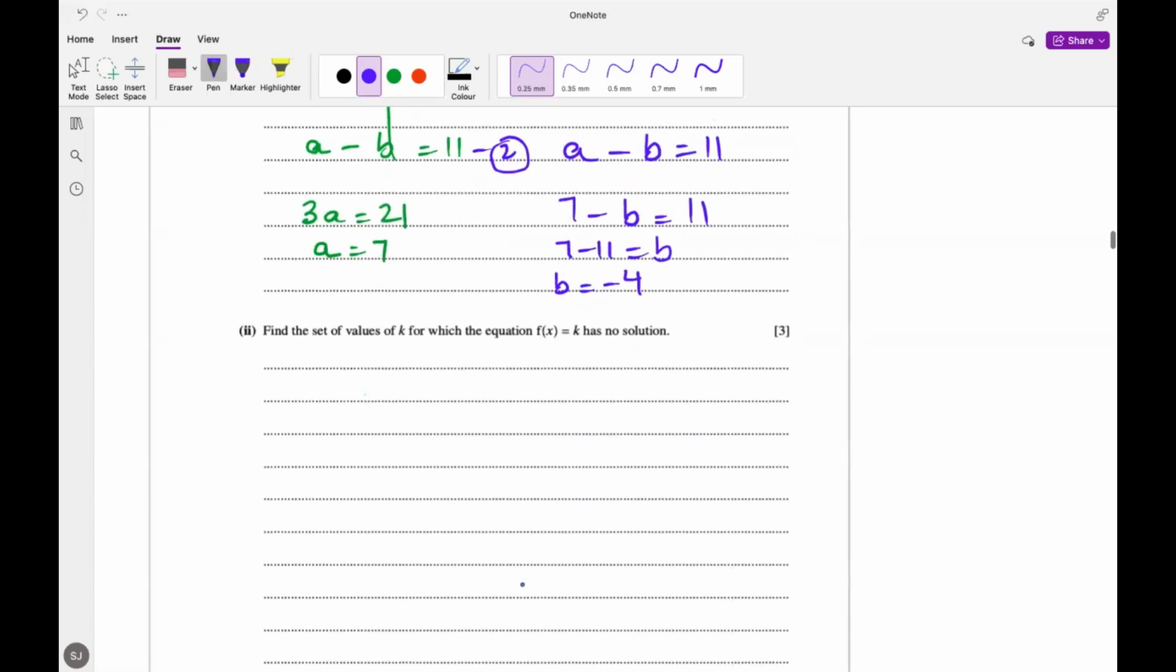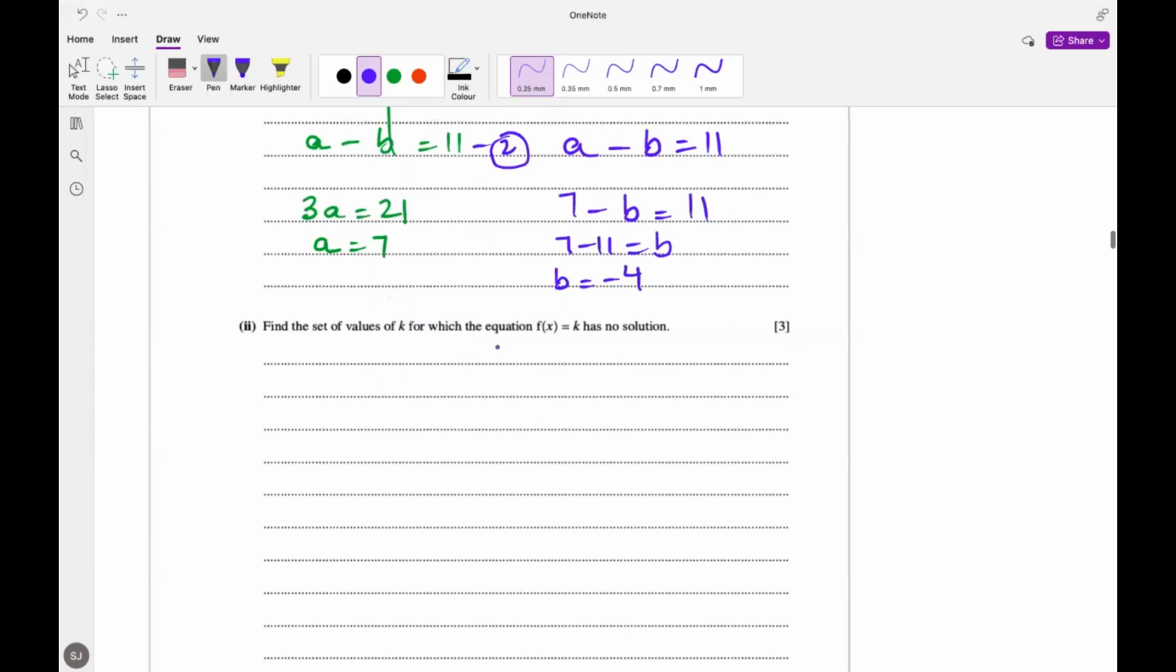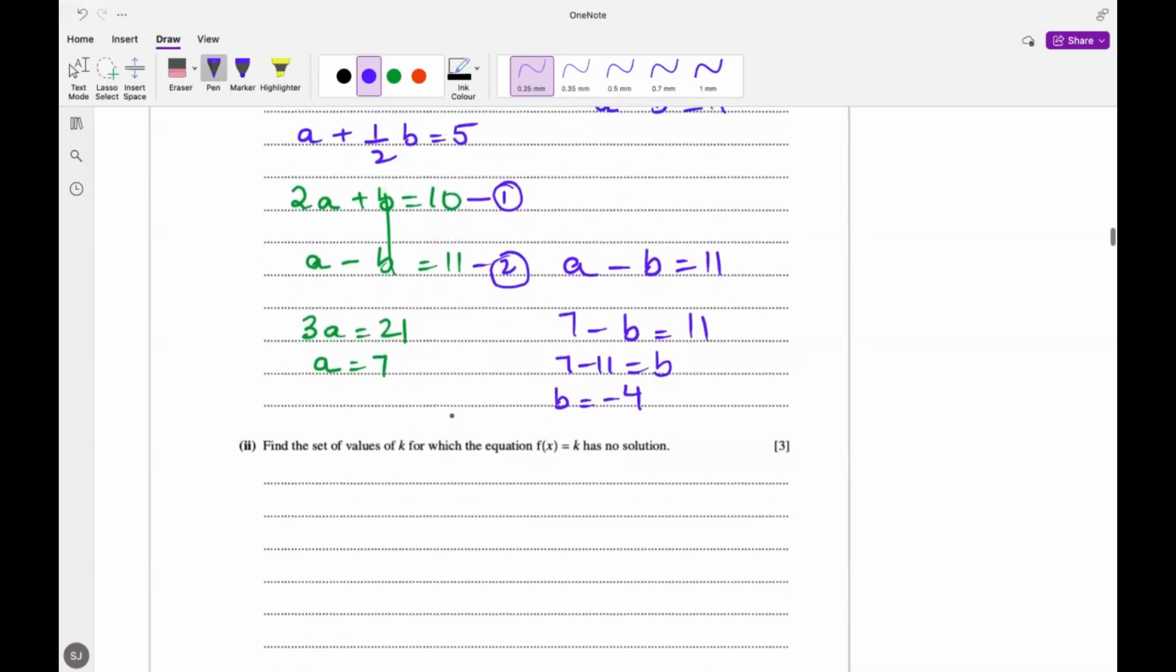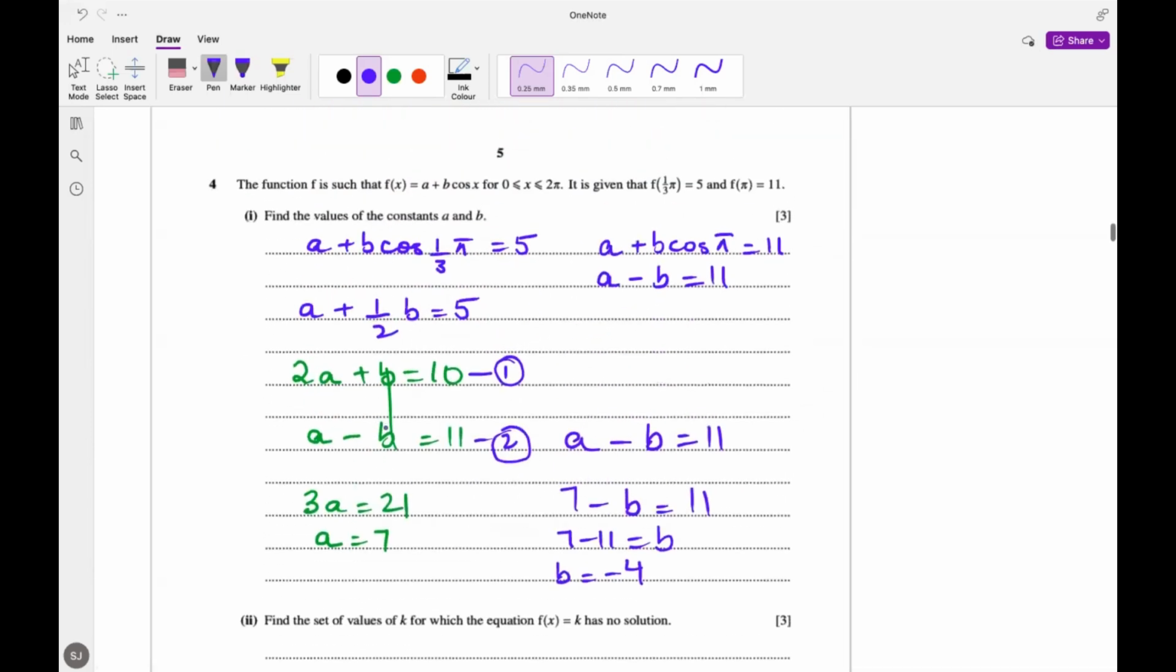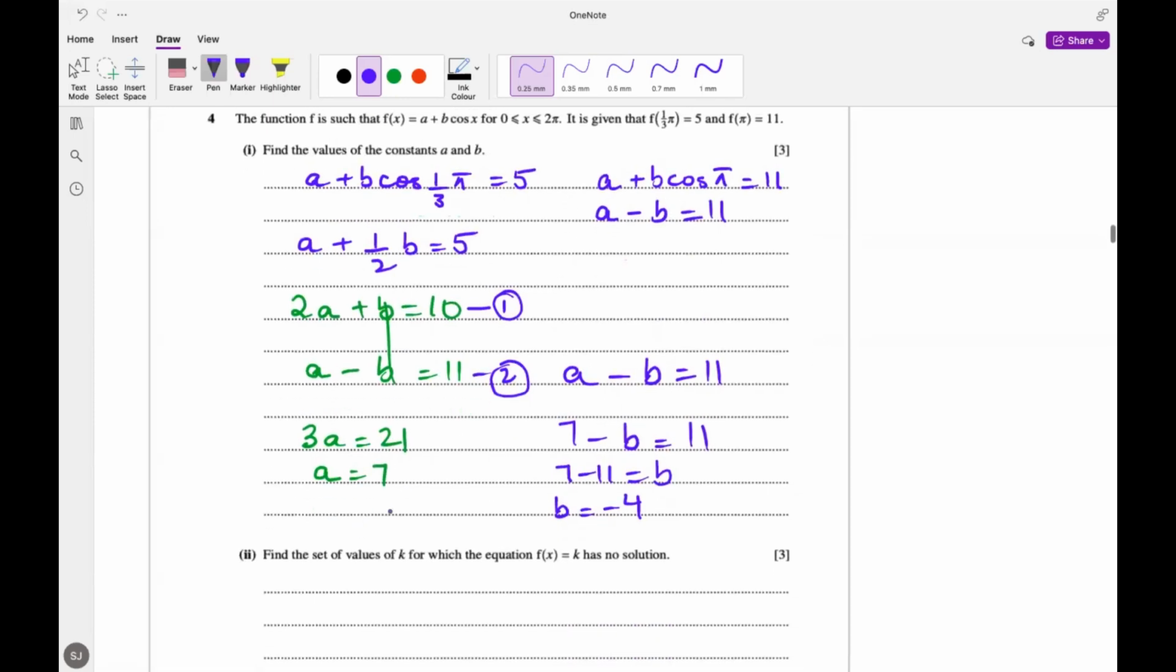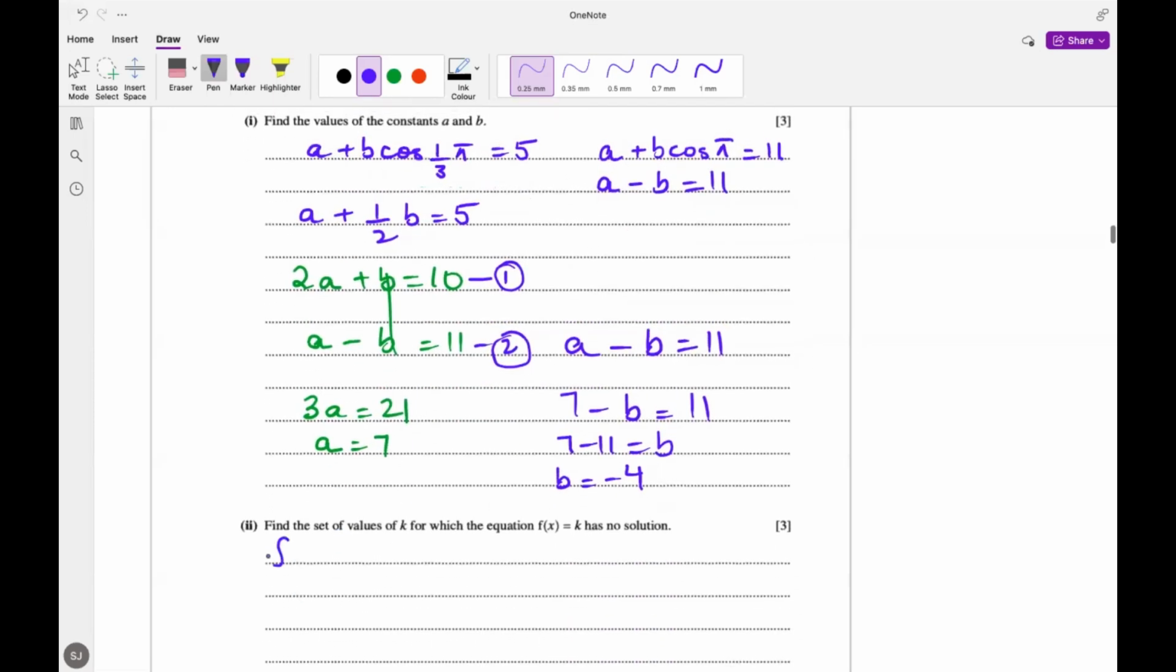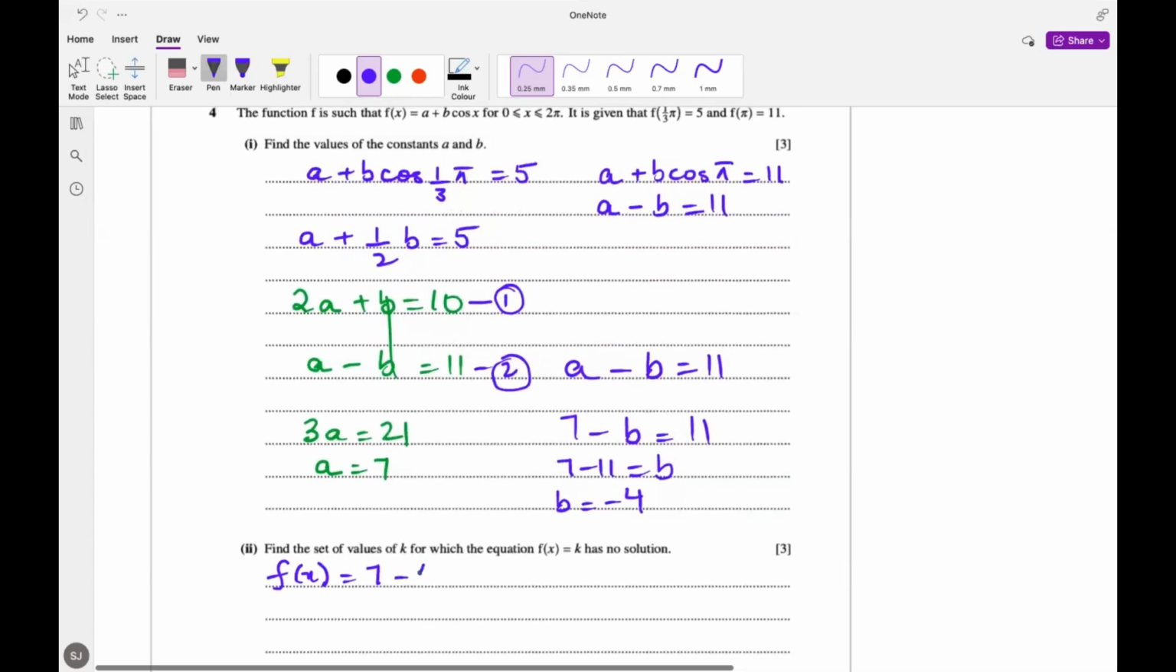Now in the next part, it is asking us to find the set of values of k for which the equation f of x is equal to k has no solutions. Now this basically means that the function f of x, which is a plus b cos x, and as we have the values of a and b, we can write it as f of x is equal to 7 minus 4 cos of x.